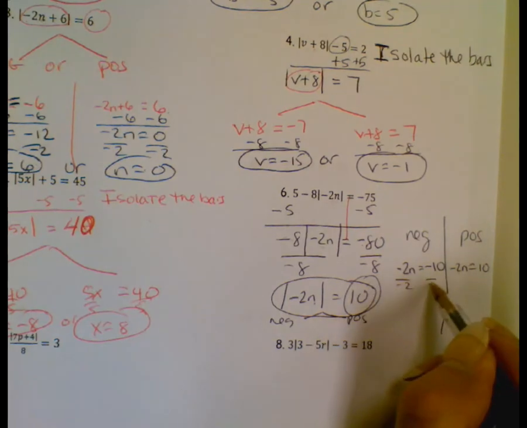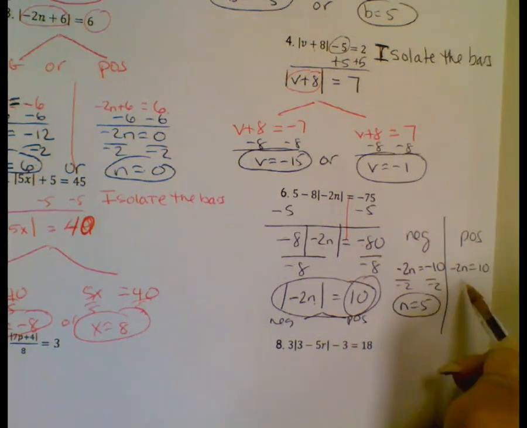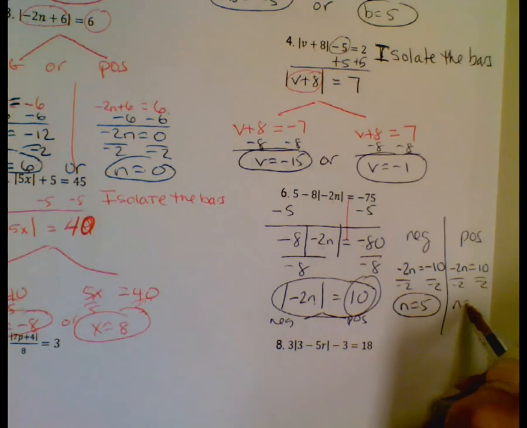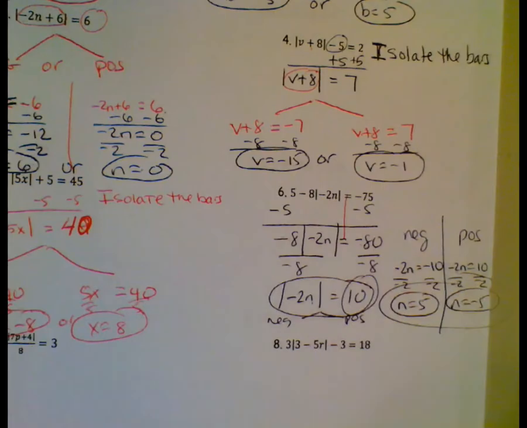All right, divide by -2 and n is 5. Divide by -2 and n equals -5. And there's your answers.